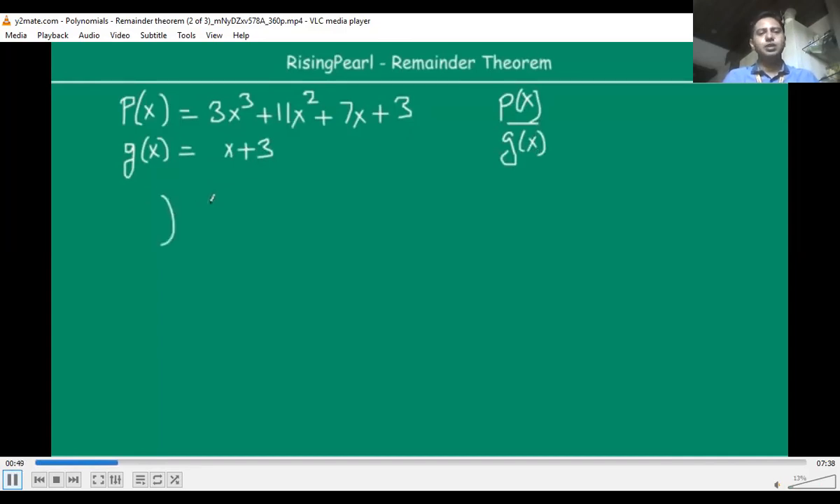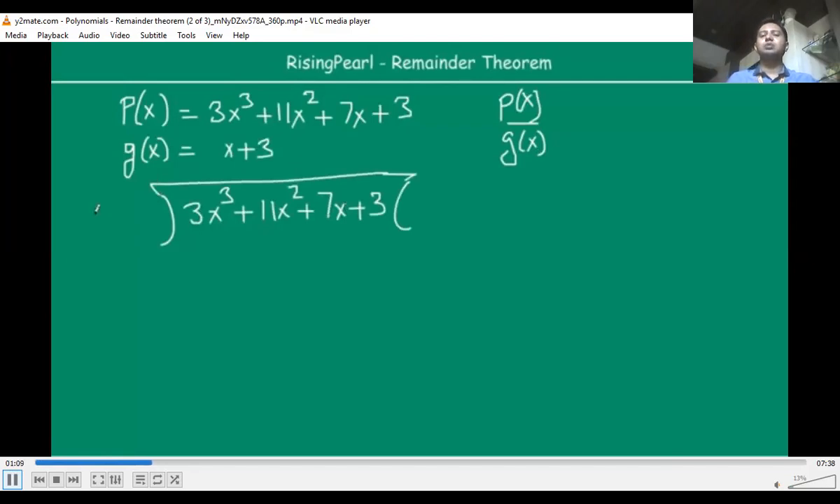If the quotient and remainder are both asked, we need to apply the long division process only. But in case only the remainder is asked, we can directly apply the remainder theorem. So here, first we need to find out the remainder only. To find the remainder, we are doing the long division process, which we learned in class 8 also. So we are dividing 3x cube plus 11x square plus 7x plus 3 by x plus 3.